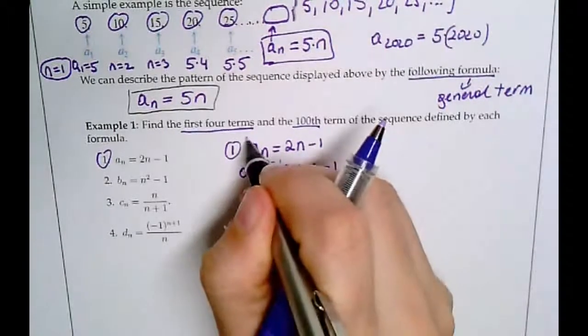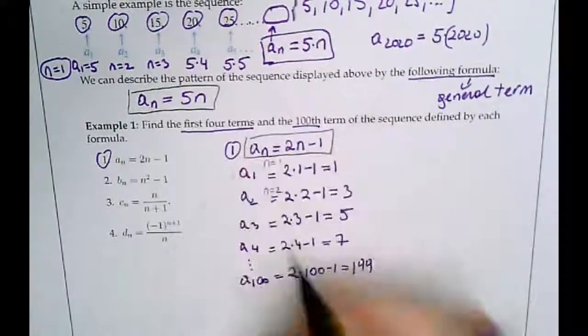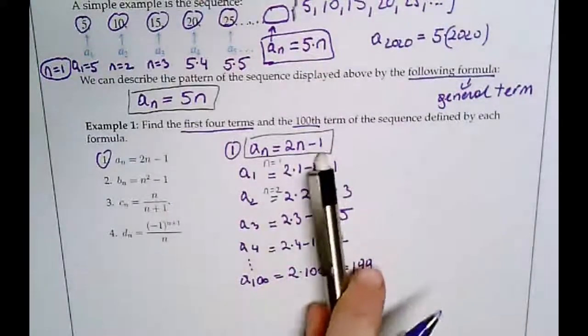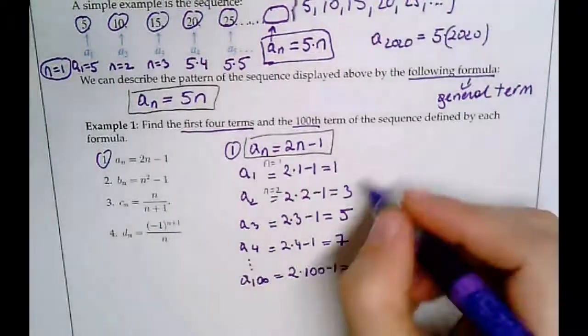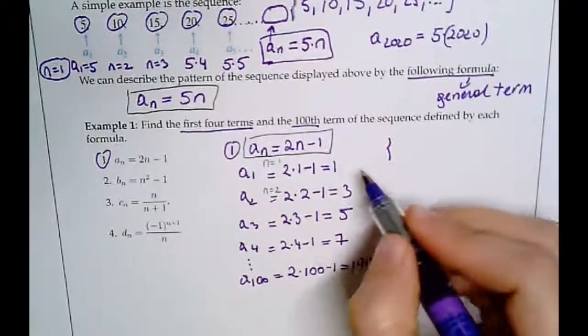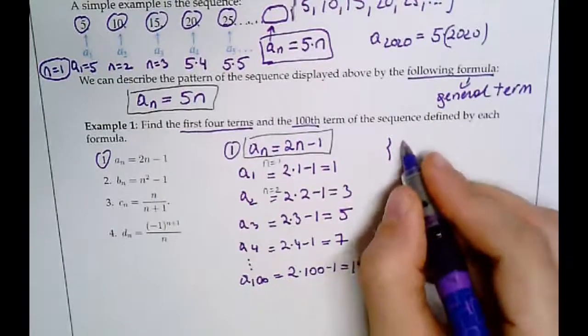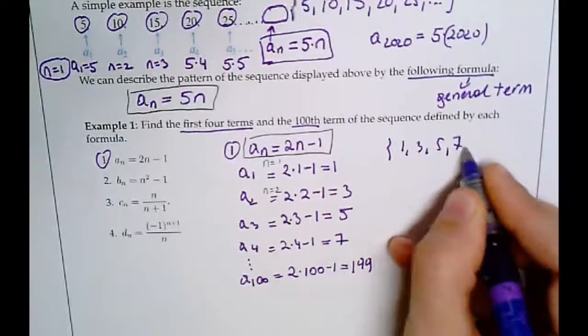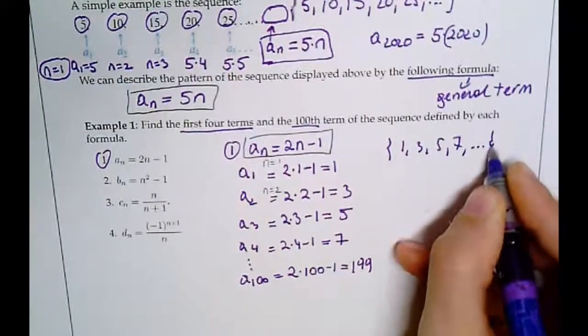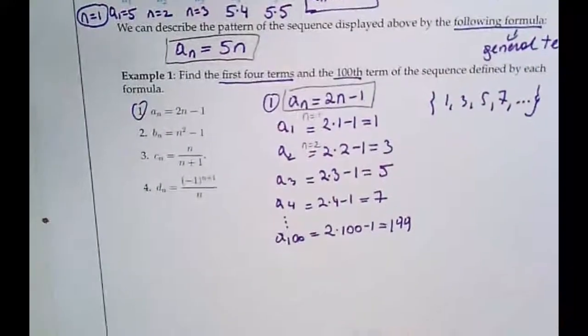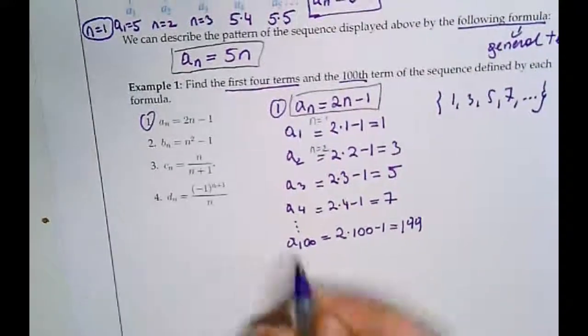So this sequence can be given by the formula, or I can also write it by listing the first few terms in the sequence: 1, 3, 5, 7, and so on. All right, what about the second one?